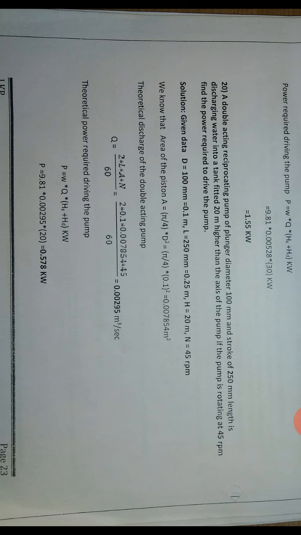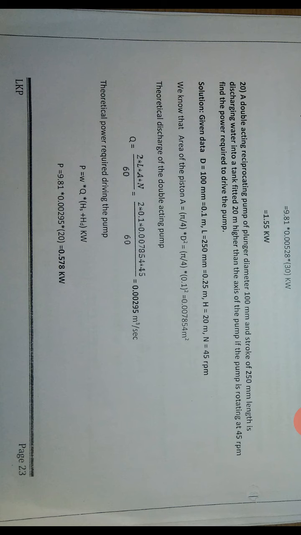Plunger diameter is 100 mm and stroke is 250 mm. It is discharging water into the tank fitted 20 meter higher than the axis of the pump. If the pump is rotating at 45 rpm, find the power required to drive the pump. That is D equals 100 mm, that is 0.1 meter, and L equals 250 mm, that is 0.25 meter. H equals 20 meters, and N equals 45 rpm.